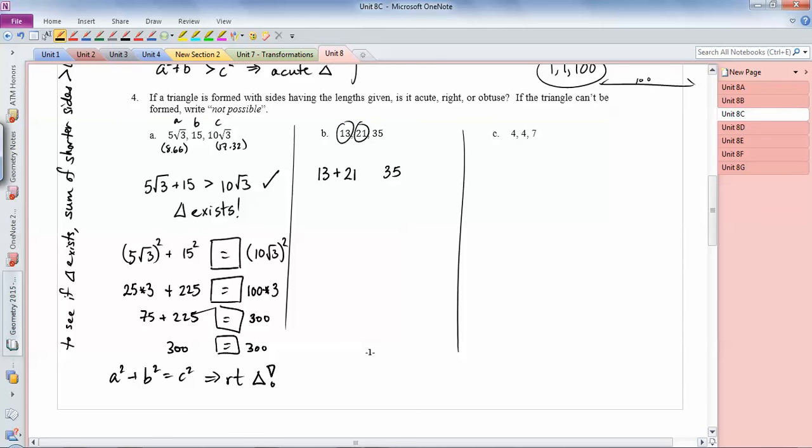So 13 plus 21 is 34. 34 is less than 35. Well, that means that if you put down the 35 first and you try to connect the 13 and the 21, there's going to be a gap there because total, this only adds up to 34. So this triangle doesn't exist. Triangle not possible.